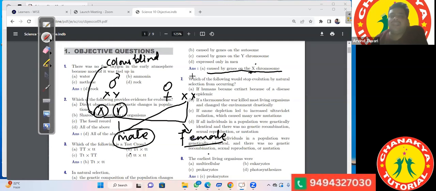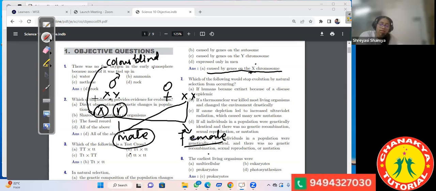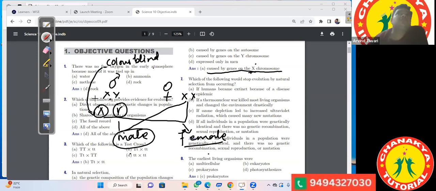So if a male is colorblind, on which chromosome will there be characteristics of the color blindness? On the X chromosome or on the Y chromosome? On the X. Okay, so it will be on the X chromosome. So if the X chromosome fertilizes the female ovum, it will be a female child and not a male child.